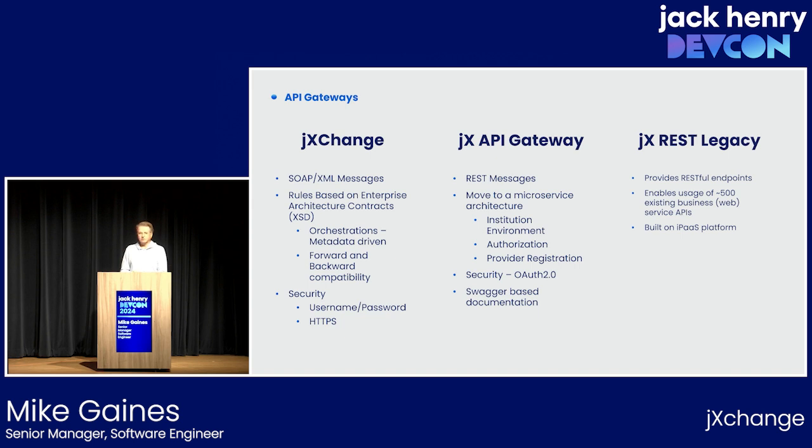We've expanded into the API gateway, and you heard Mac make mention of this earlier. It is for our net new products. It is not pulling in the SOAP into that. It is just for REST services. It uses the OAuth 2.0 authentication model. We have the Swagger-based documentation out there.